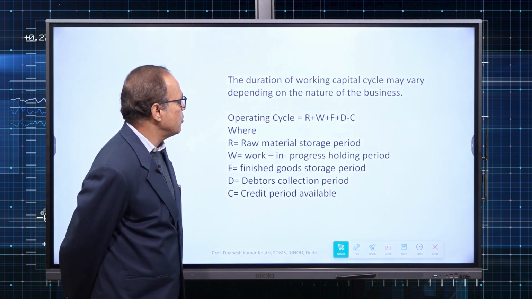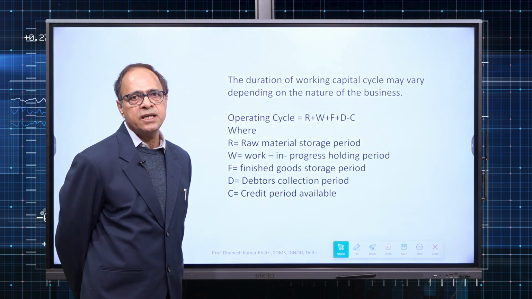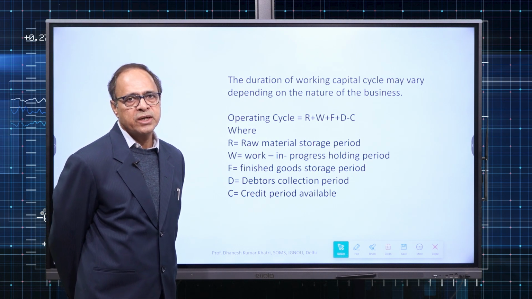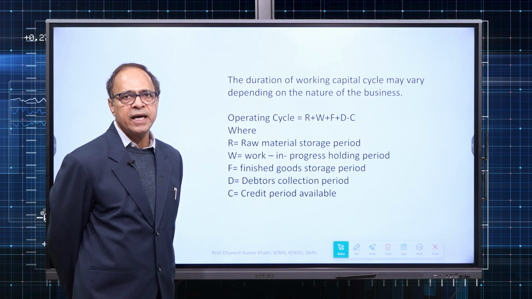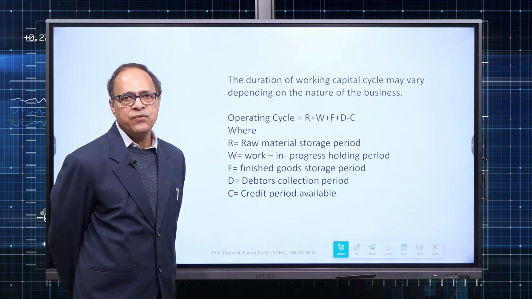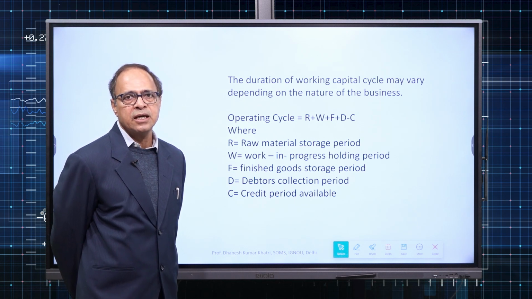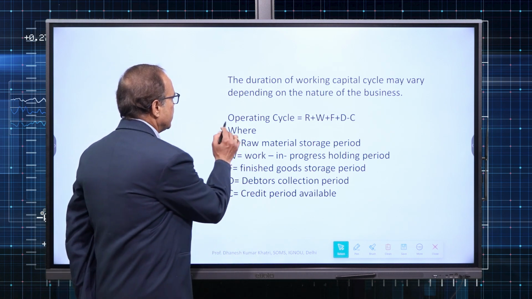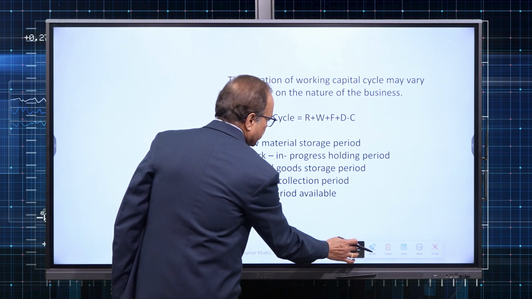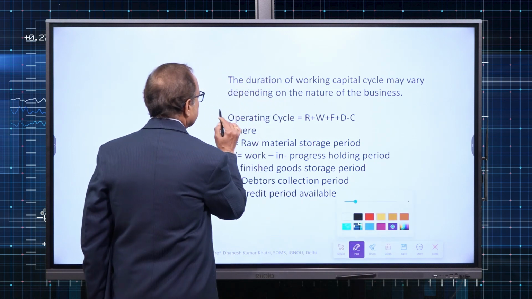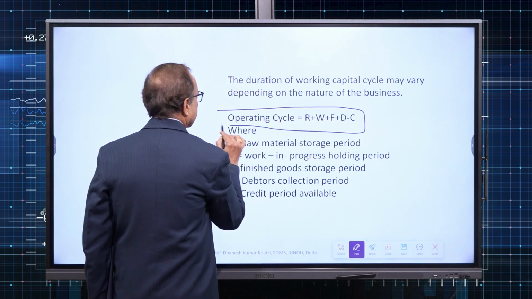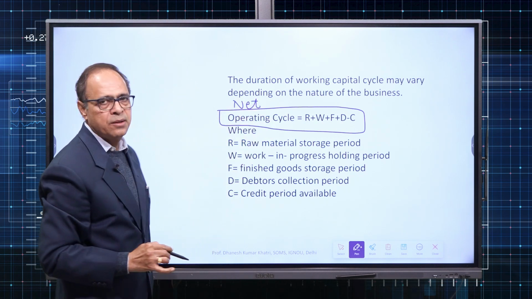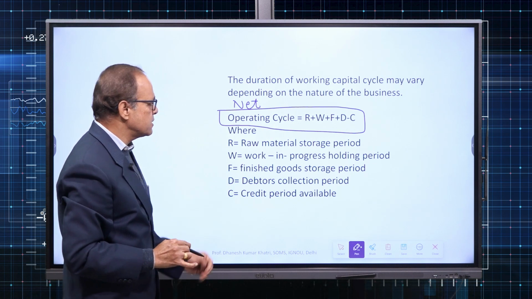The duration of working capital cycle. So, operating cycle is also known as working capital cycle. It is also known as cash conversion cycle, because every operating cycle will start with cash and come back to cash. So, whatever name you call it, net operating cycle which is depicted at this point, net operating cycle is this. So, this is net operating cycle duration, RWFD minus C. And what do these symbols mean?